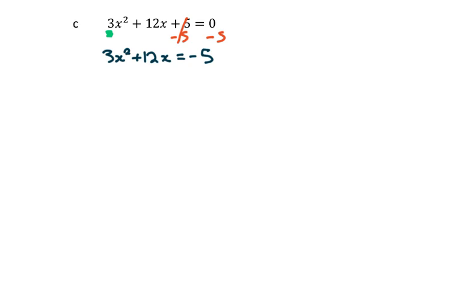The next complicating factor is that 3. We need to deal with it. We need to factor it out of the left side. It is common to both terms, and in fact, actually, there's a 3x common to both terms. We will not take the x. That defeats the purpose of the completing the square. We'll just take the 3. We had 3x squared. We factored out a 3. We have x squared left. Plus, we had 12x, we factored out 3, we have 4x left. And that still equals negative 5.